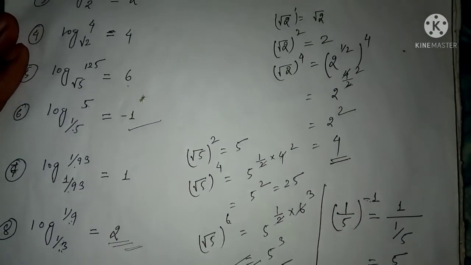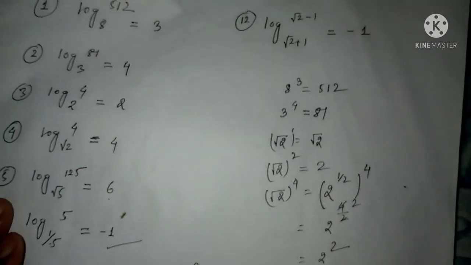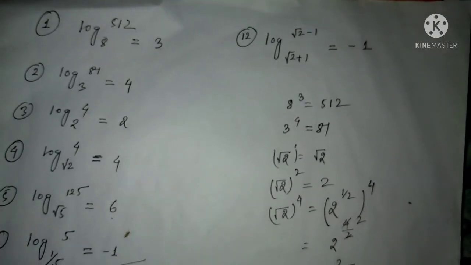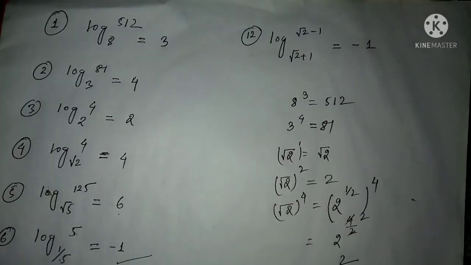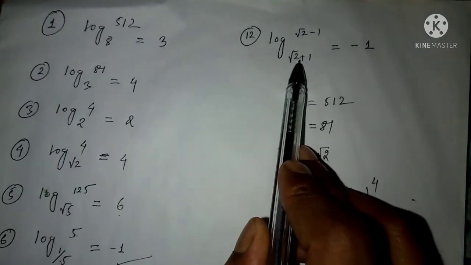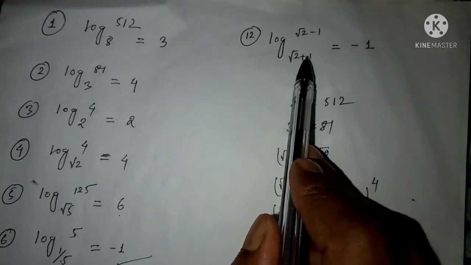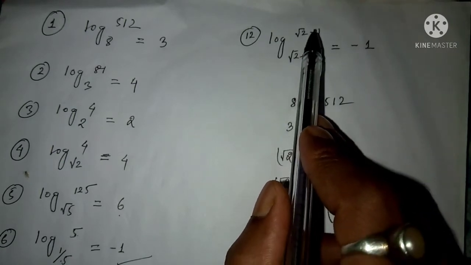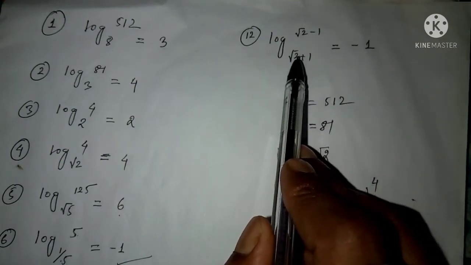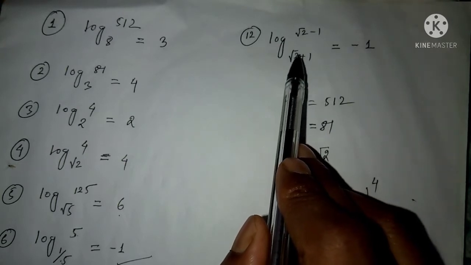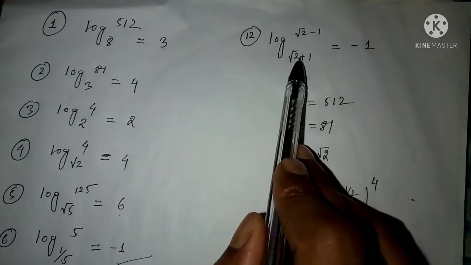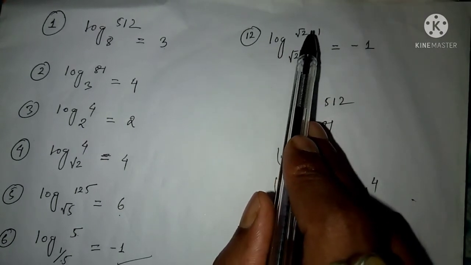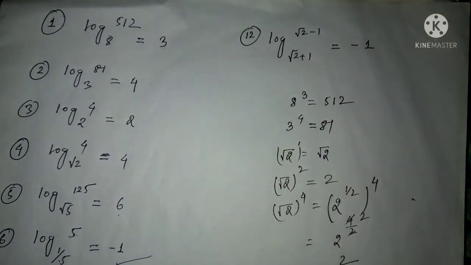It's very simple. Then we have a last question here. And after this class we'll try to solve these questions in another way also. Our 12th number last question is log base root 2 plus 1, and see what power of root 2 plus 1 gives me root 2 minus 1. Okay, it's a little complex, but it's very easy. So I'll show you the solution of this one.